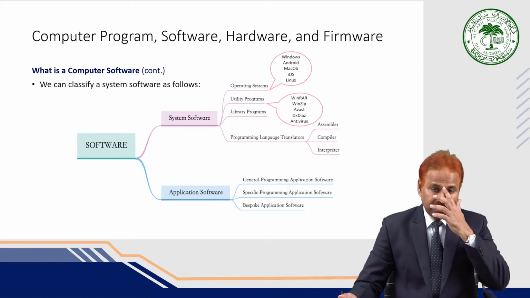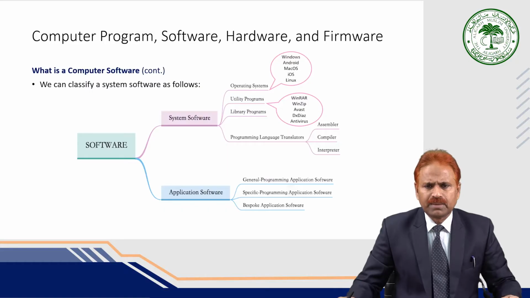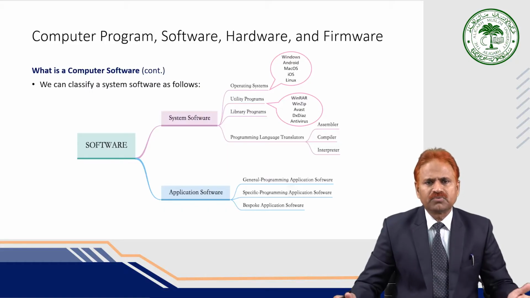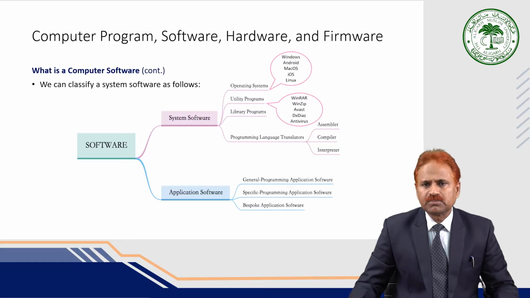We can classify the system softwares in the following way as well. Here are some examples. Software can be defined as system software and application software. And here are some examples which are given over here. System software may be operating systems, utility programs, library programs, or programming language translators.